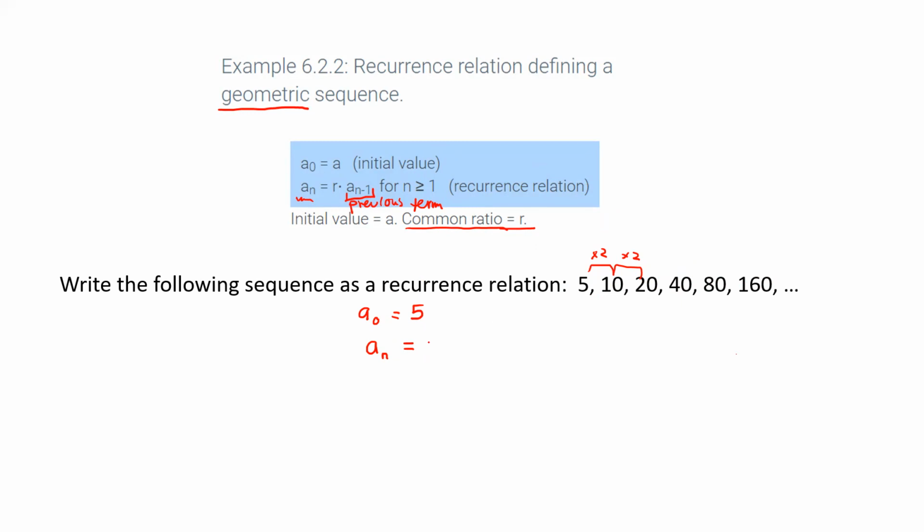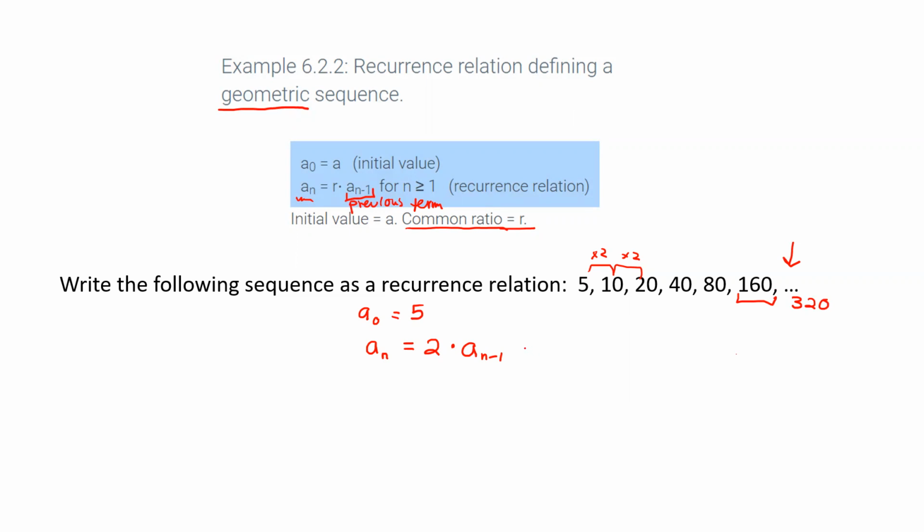So we would put a 2 there, because that's our r, times A sub n minus 1, which again is just the previous term. To find the next term here, I would take the previous term, use that as A sub n minus 1, and multiply by 2. And so I would know then that the next term would be 320.